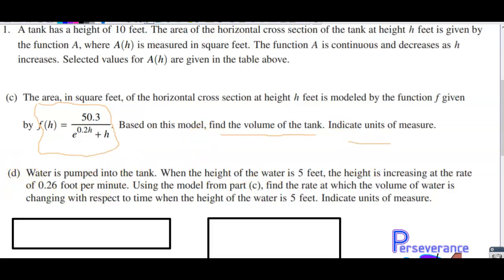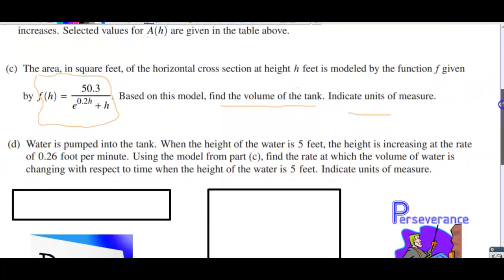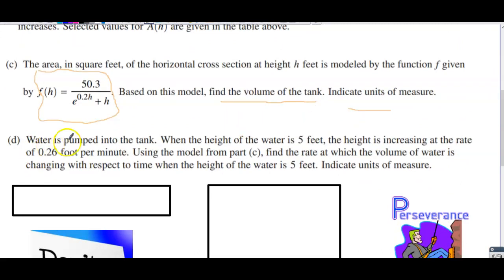We're going to jump to letter D because we need this. The reason that C is here is because we need it to do D. D is our actual related rate problem. So in D, water is pumped into the tank. When the height of the water is 5 feet, the height is increasing at a rate, so there it is, height rate, dh dt, 0.26 foot per minute. Using the model from part C, and that's why part C is here, find the rate at which the volume, there it is, volume rate, find dV dt, is changing with respect to time when the height of the water is 5 feet. Indicate units of measure.